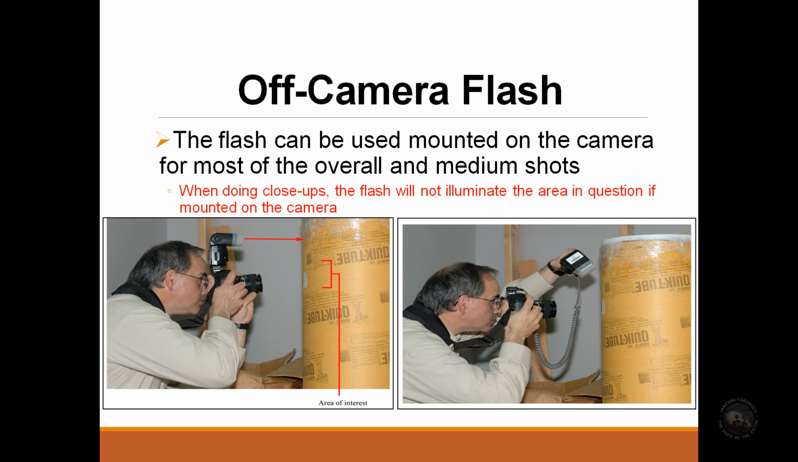As I was saying, with off-camera flash, oftentimes you just can't get a proper exposure if you leave it on top of the camera. That's why I always take my flash off my camera and then use it to bounce it off or take it from different angles. That way, especially when I'm doing my critical comparisons, it really illuminates what I'm trying to photograph.